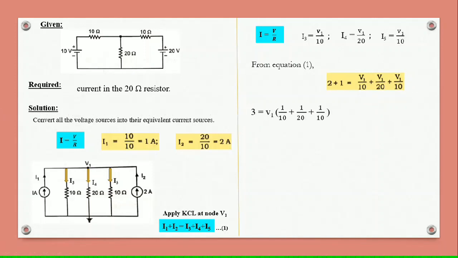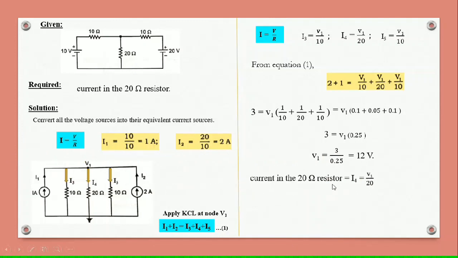In this equation, V1 is a common term, so it has been taken outside. 3 is equal to V1 of 1 by 10 plus 1 by 20 plus 1 by 10. 3 is equal to V1 into 0.25, which gives the value of V1 equal to 12 volt.